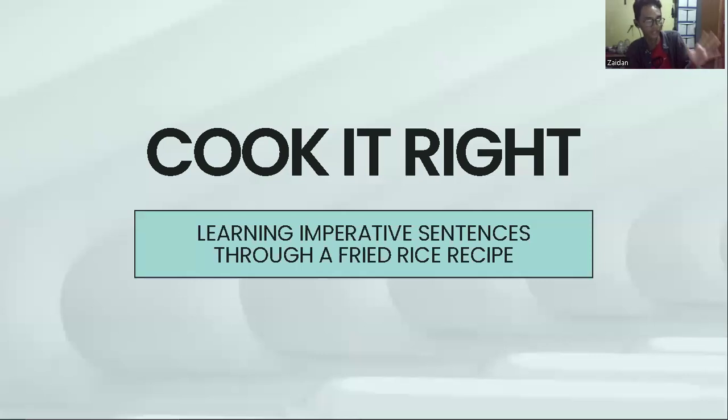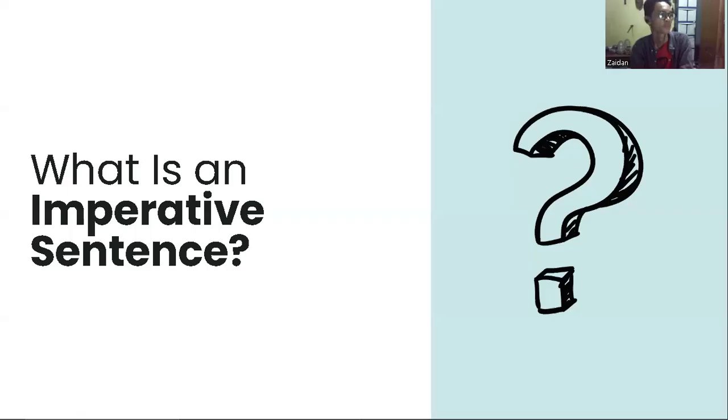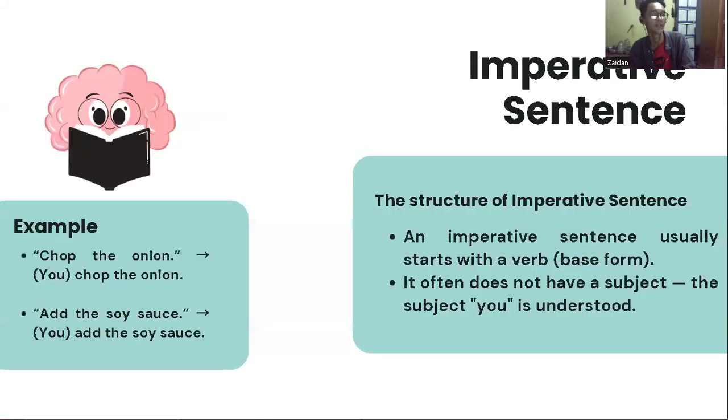So this is the title. This is the learning objective. There are three learning objectives. First, students can identify. The second, students can explain. And the last is to use imperative verbs to write simple instructions. First of all, I provide brainstorming questions to trigger their prior knowledge. So this is the definition of imperative sentence. This is the structure, and I also provide an example.